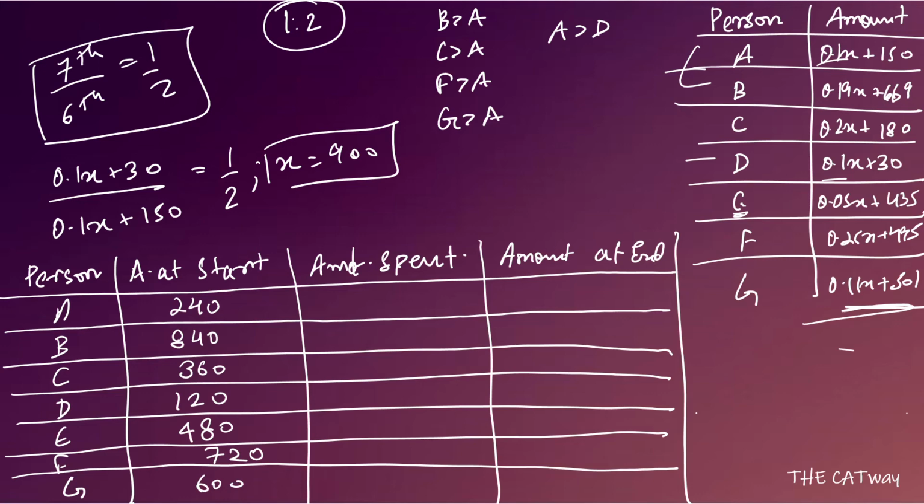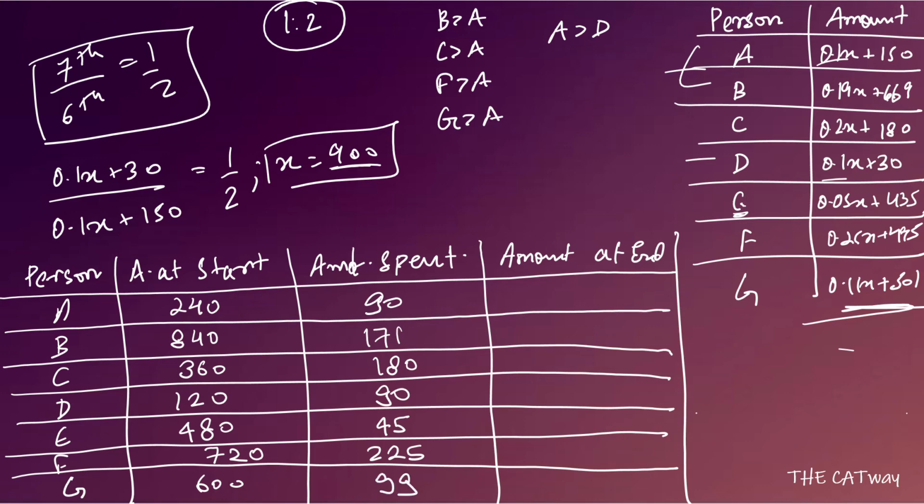Now we are going to talk about the money which they spent. So A spent 10% of 900, so that means A spent rupees 90. B spent 19%, so he spent 171. C spent 20%, he spent 180. D spent 10%, he spent 90. E spent 5%, he spent 45. F spent 25%, he spent 225. G spent 11%, he spent 99.